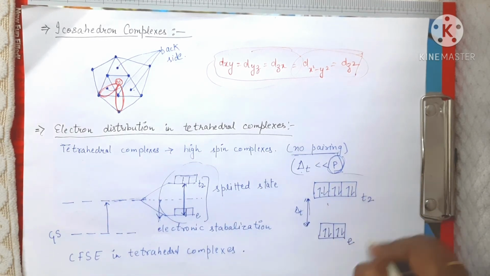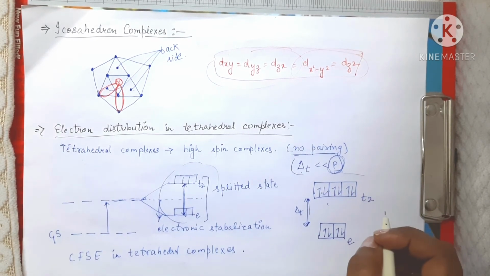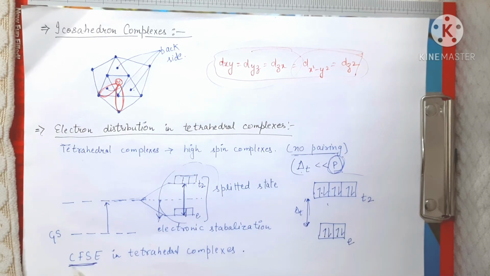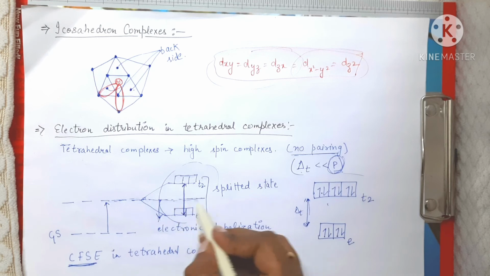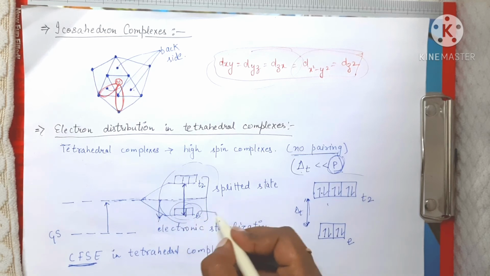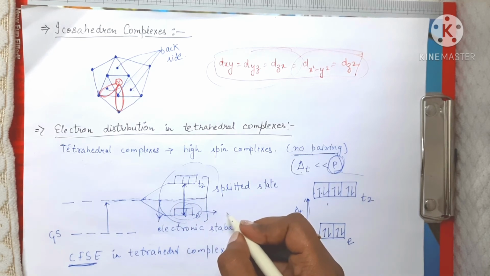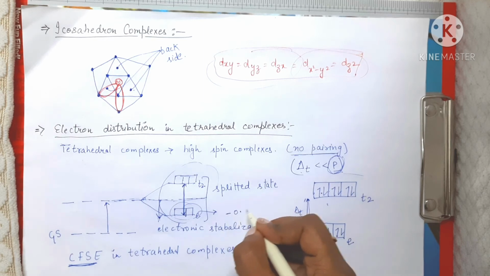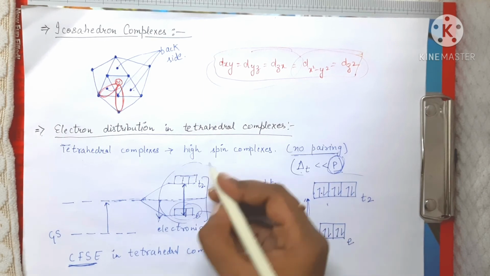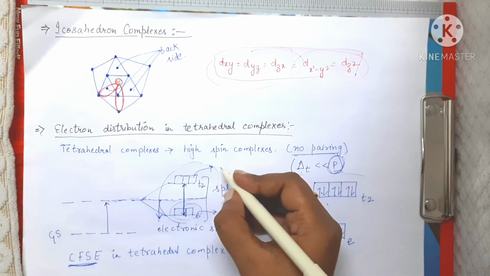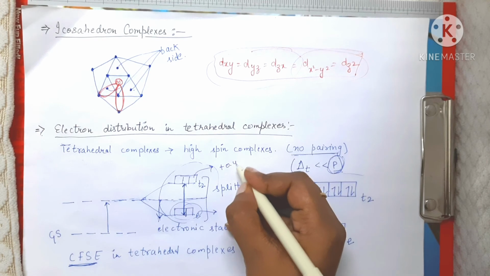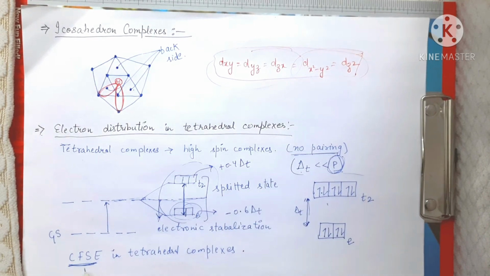After this, you can easily understand the calculation of CFSE. If this is the barycenter, each orbital in the E set will have a contribution of minus 0.6 delta T, and in the case of the T2 set, each orbital will have a contribution of plus 0.4 delta T in the CFSE.